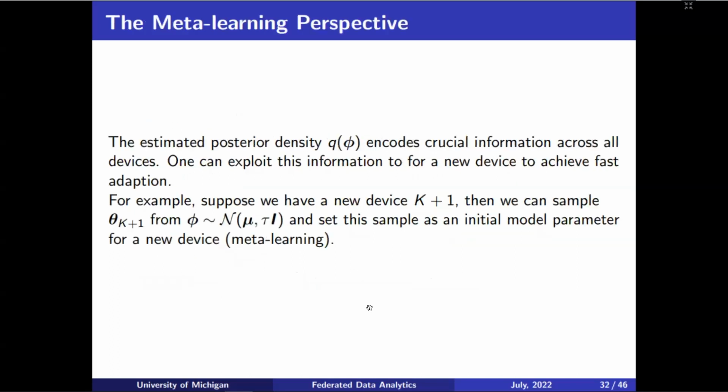As I mentioned before, HM2 can be explained from a meta-learning perspective. Here, let me provide more details. Actually, the estimated posterior density Q phi encodes the crucial information across all the devices. Therefore, one can exploit this information for a new device to achieve fast adaptation. Let me give you one example. Suppose we have a new device K plus 1. Then we can sample theta K plus 1 from this posterior density of phi that follows a normal distribution with parameters mean and tau. We can set this sample as an initial model parameter for the new device. And this achieves the purpose of meta-learning.